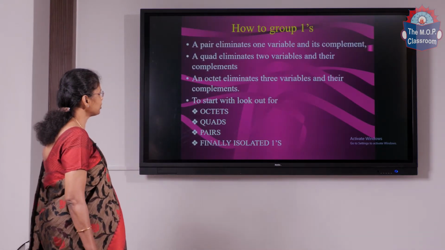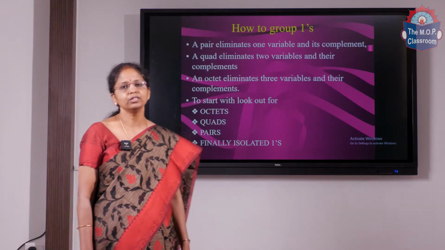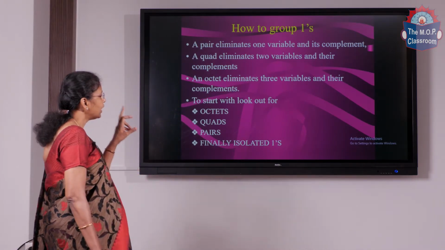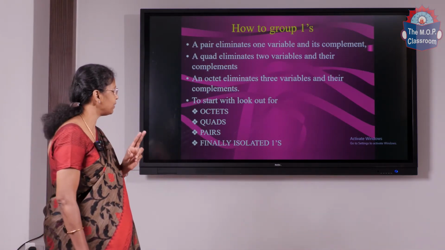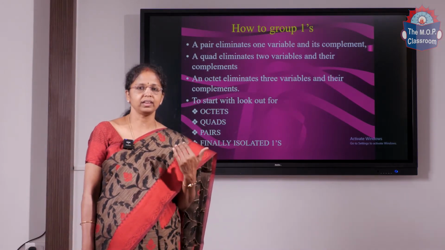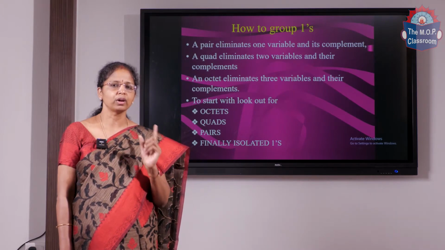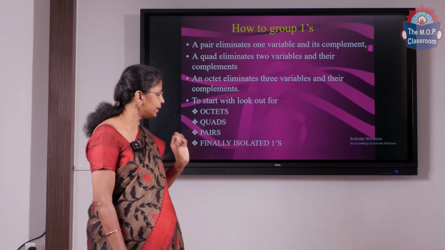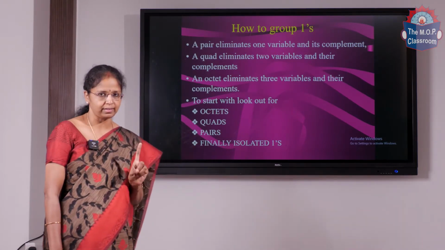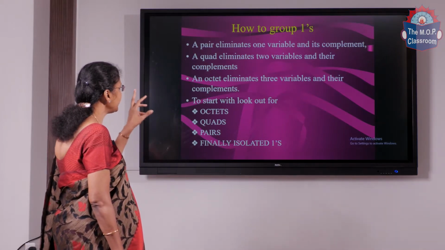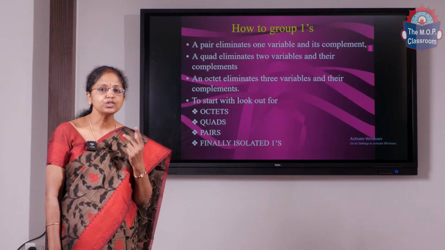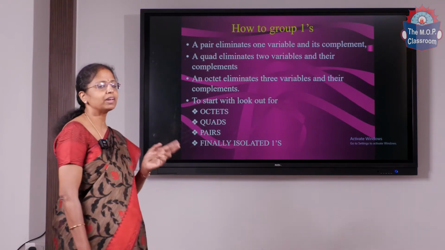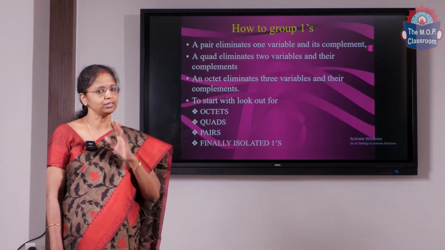Okay. Now, just to summarize whatever we have done so far, specifically how to group the ones, we will quickly go through these points. A pair eliminates one variable and its complement. So, we have seen how in a pair, when we move from one cell to another cell, the variable which changes has been dropped. So, basically in a pair one variable is eliminated. In a quad we were able to eliminate two variables and their complements. And in an octet we were able to eliminate 3 variables and their complements.